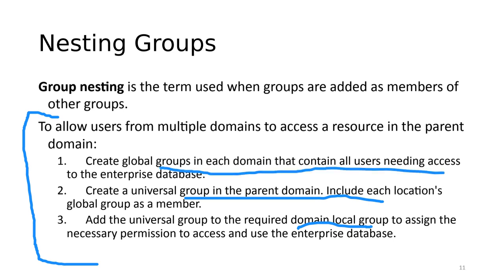First you create a global group in each domain that contains all users needing access to the enterprise database, for example. Then you create a universal group in the parent domain and include each location's global group. Then this universal group, you add it to the required domain local group.